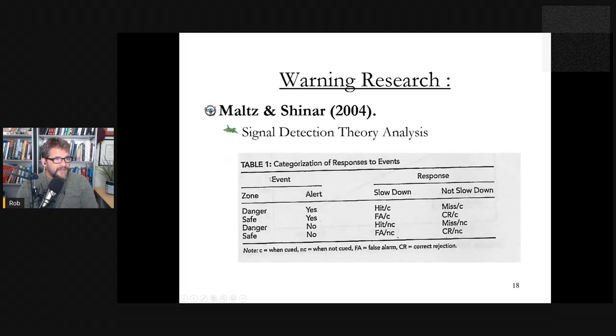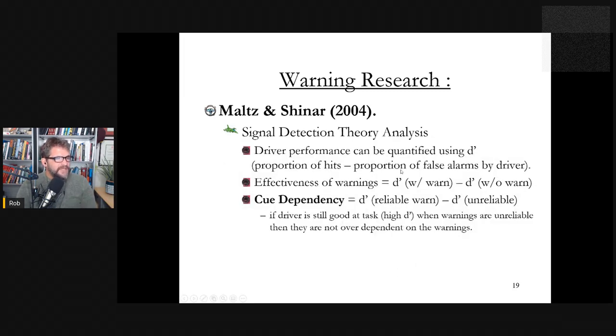And they used the signal detection theory analysis. So they broke down the events into either hits or false alarms. Okay. And what did they find? So they used d prime to look at the effectiveness of the warning. So first of all, they looked at how effective the warning was when you gave it, how effective for the driver.